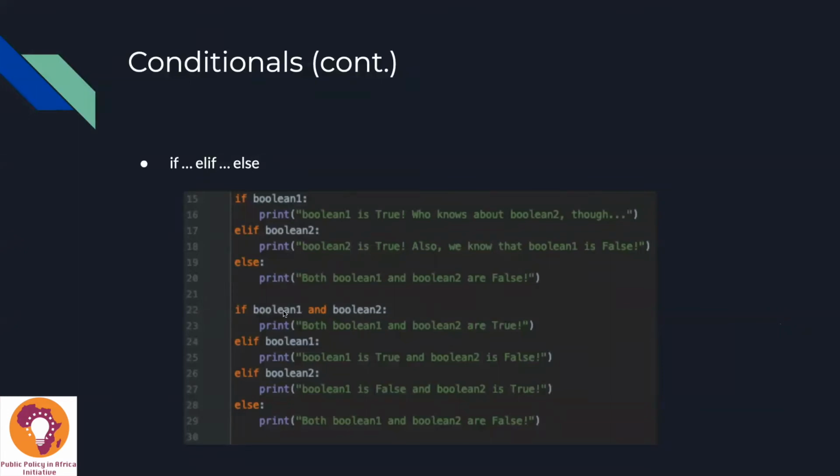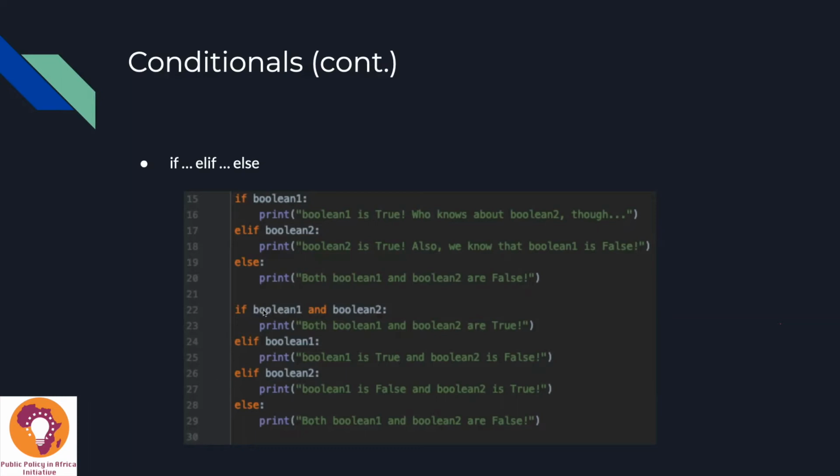So here we're going to take our two separate booleans and put them into a Boolean expression using our logical operator and. We're going to check if boolean 1 and boolean 2. So if both boolean 1 and boolean 2 are true, then this whole Boolean expression will evaluate to true, and then we'll print both boolean 1 and boolean 2 are true. We skip the rest of the conditional and go to line 30.